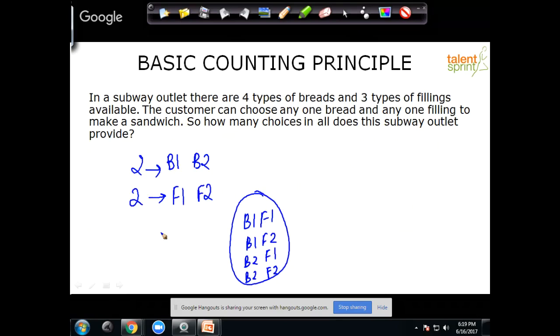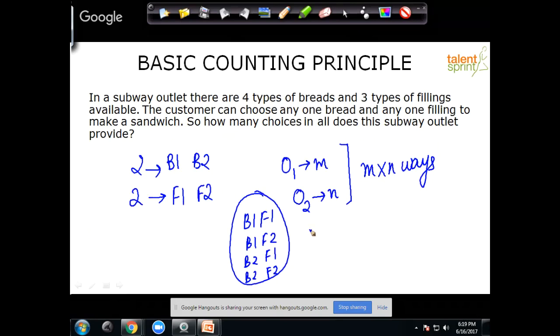Now, the basic counting principle states that if there is an operation 1 which can be done in m ways, and there is an operation 2 which can be done in n ways, then put together both the operations can be done in a total of m into n ways. So this is what the basic counting principle states. Correct. Karthik got the correct answer. Excellent, Karthik. So if one operation can be done in m ways, another operation in n ways, put together both the operations can be done in m into n ways.